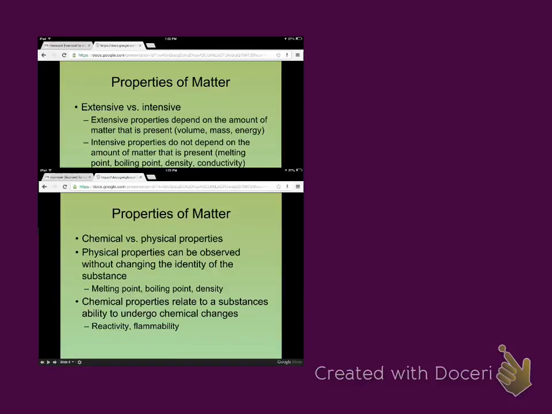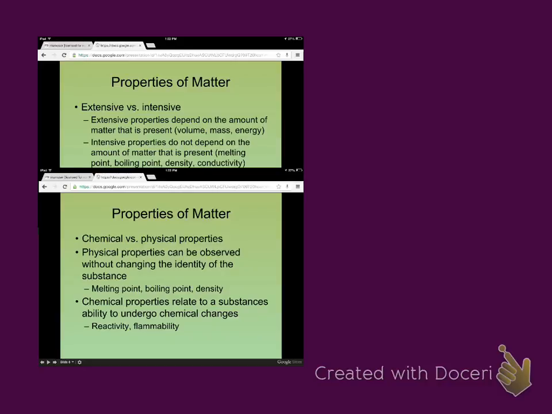Physical versus chemical properties. Physical properties can be observed without changing the identity of the substance. The classic one that I think used to show up on the OGT as a physical science related question: Which of the following is a chemical change? And one of them was something melting, like steel, iron melting.